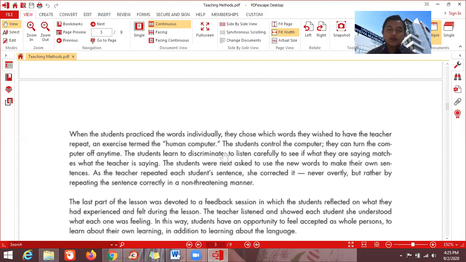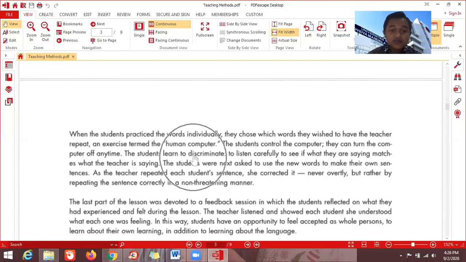So the human computer here is the teacher, is the tutor, because the user of the computer is the students, and the tutor or the teacher is the computer that is asked to repeat things that they don't understand. The students control the computer. They can turn the computer off anytime. That's quite harsh, to be honest. You can be turned off by your students. Well, that's scary to some extent.